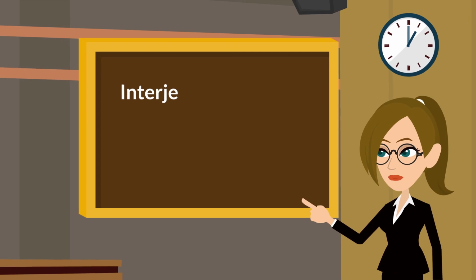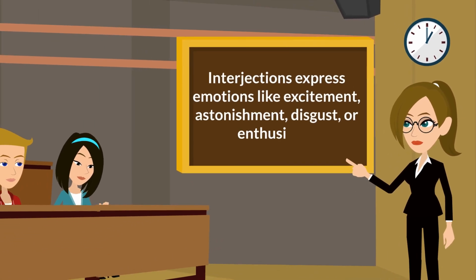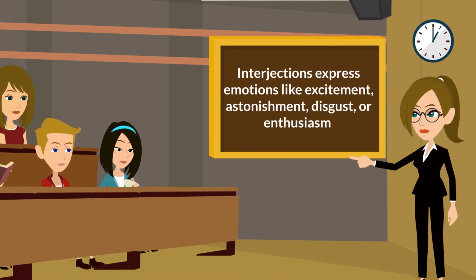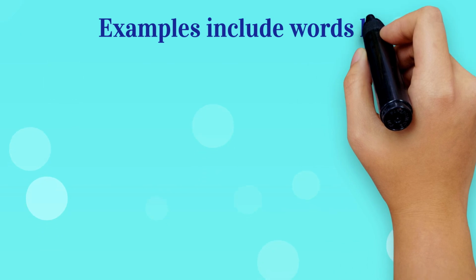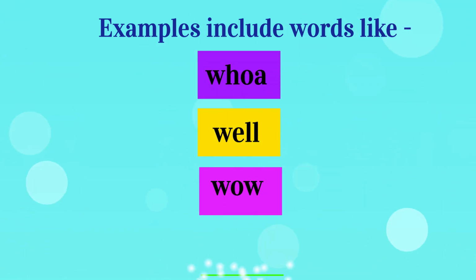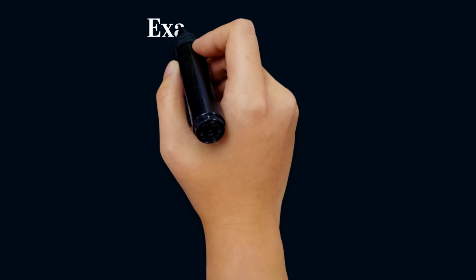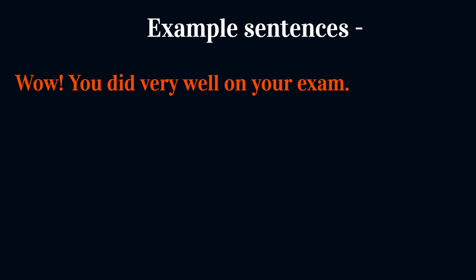Interjections. Interjections express emotions like excitement, astonishment, disgust, or enthusiasm. Examples include words like whoa, well, wow, and ouch. Example sentences: wow, you did very well on your exam.